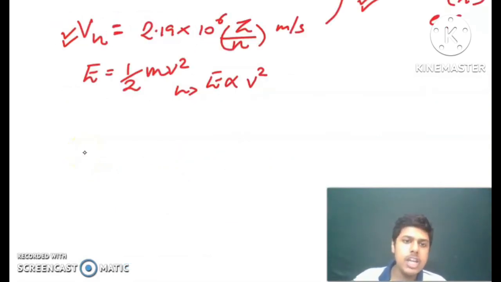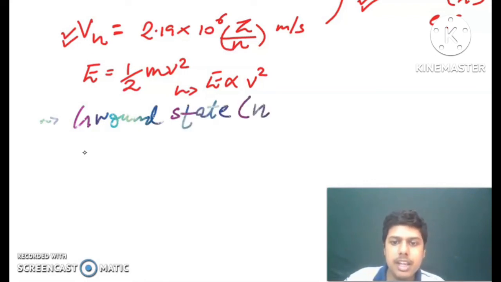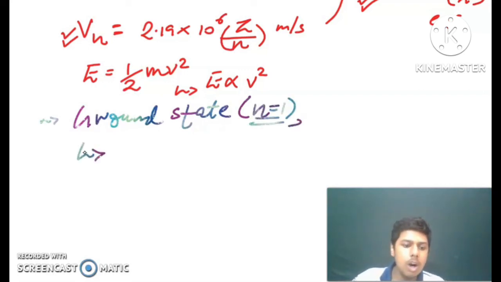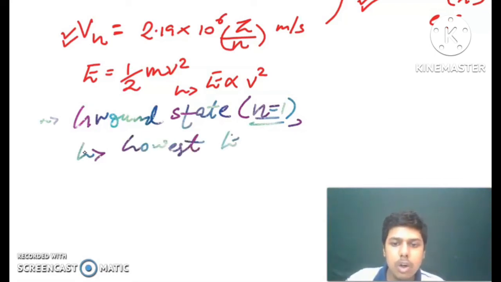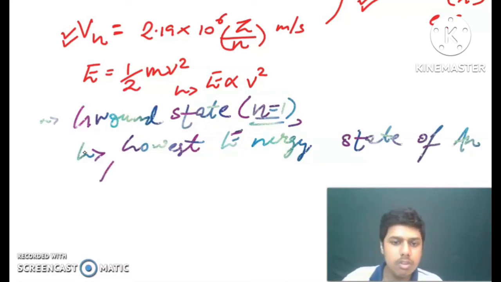Now, one last thing which I will tell you for this video is the definition of ground state. Now see, ground state is commonly referred to as n is equal to 1. Right? See, ground state can be written as the lowest energy state of an atom or ion.